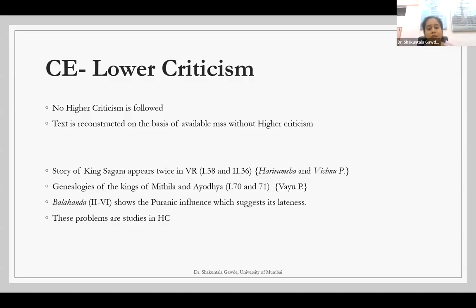Is it that one was added later or something? Or the genealogy, most of it is also added in Balakanda, particularly Balakanda 2 to 6. So it suggests that this Balakanda was a later compilation.